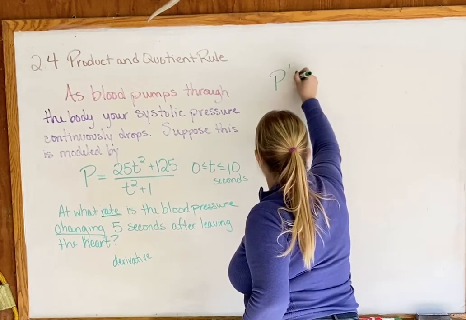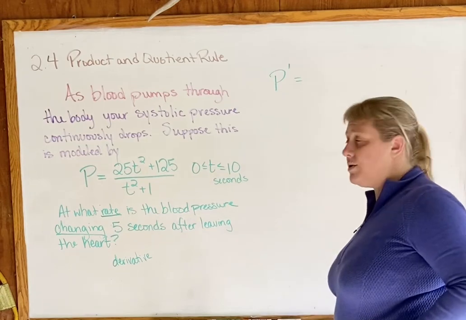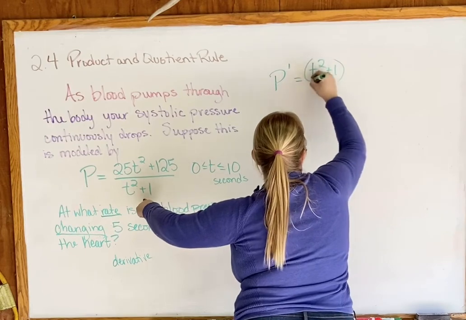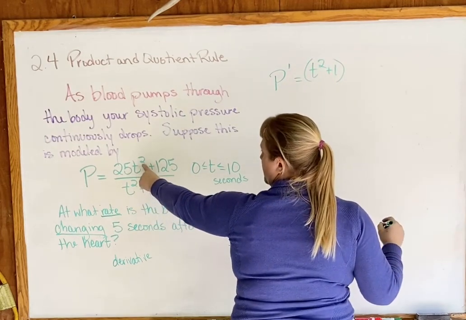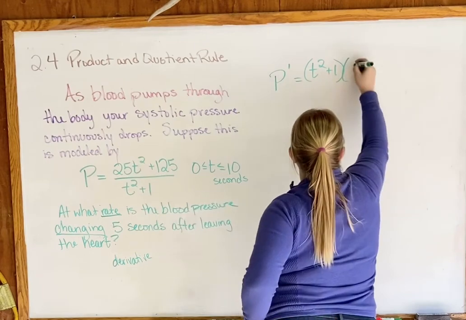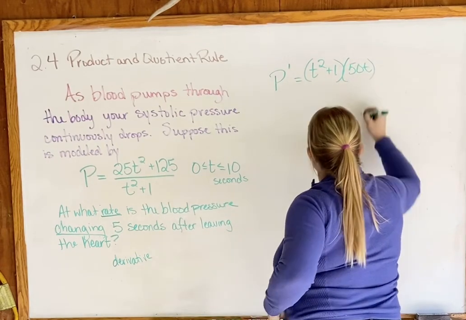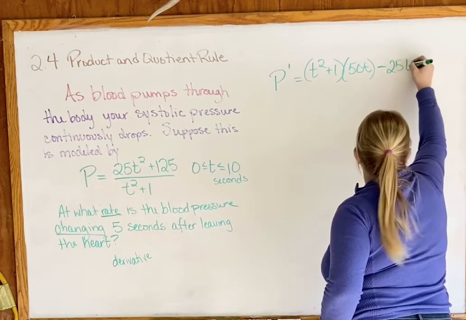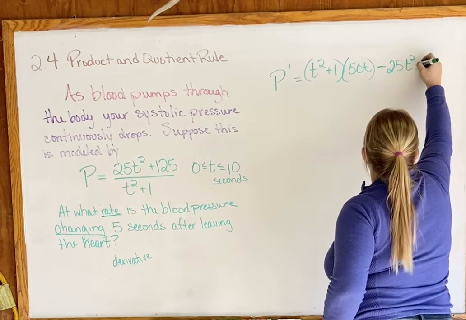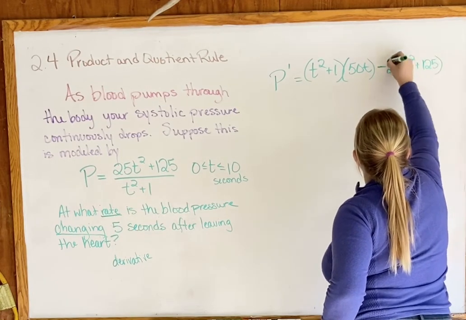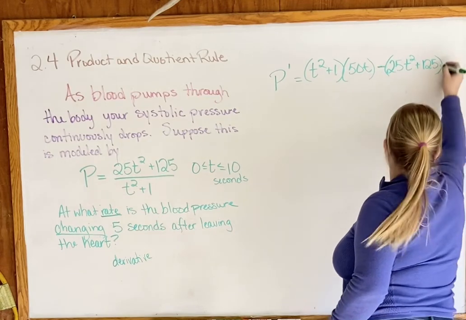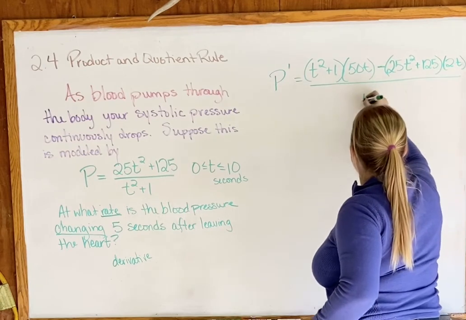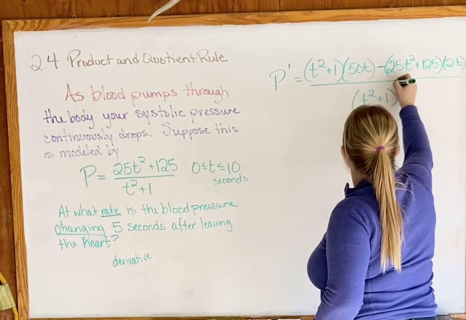All right, so P prime. One more time: low D high. Low D high. So derivative of the high, bring down the 2, will just be 50t. So low D high minus high, 25t squared plus 125, D low is 2t, all over t squared plus 1 squared.